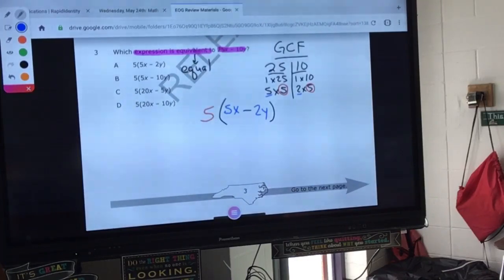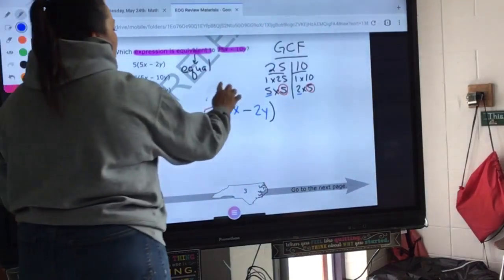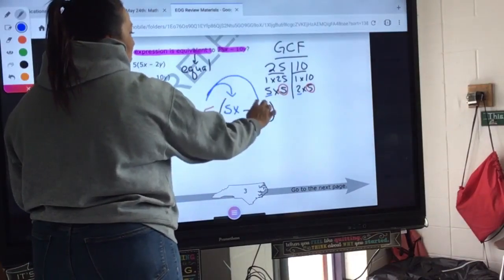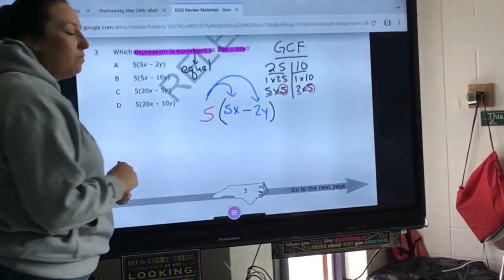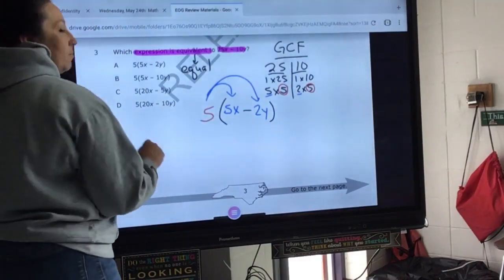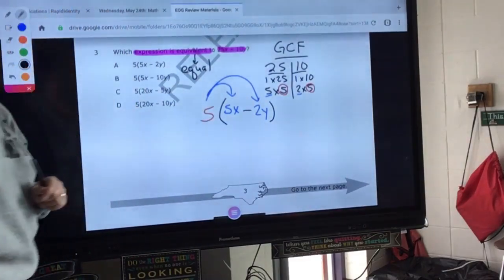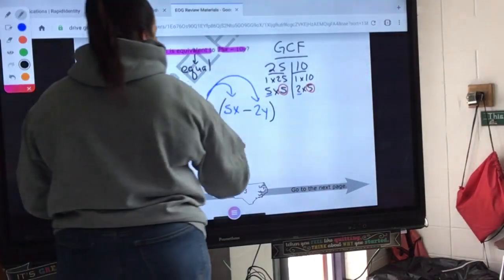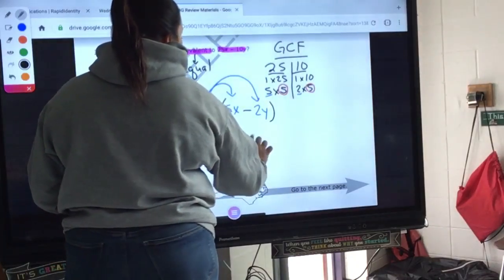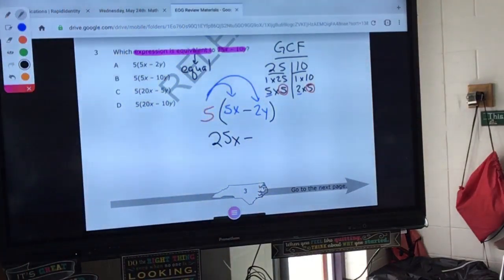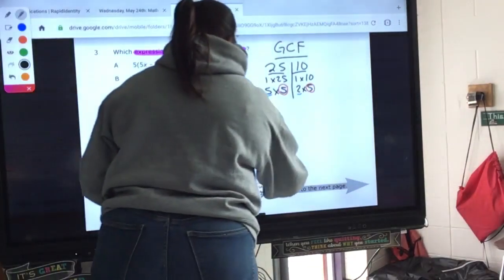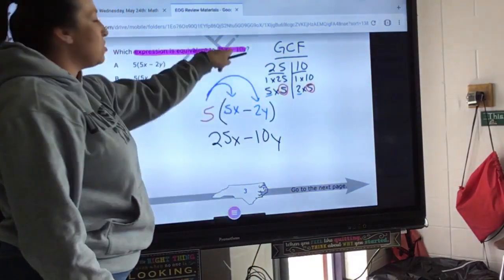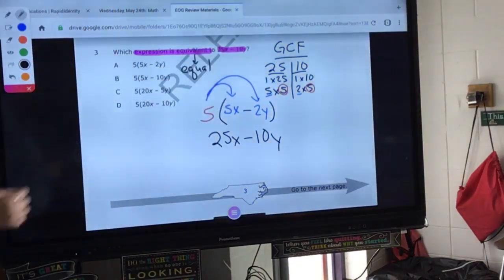So then you ask yourself to check to make sure, if I distributed this 5 back into this problem, what is 5 times 5? Kylie? 25. So I'd have 25x minus, what is 5 times 2? Wyatt? 10. And then 10y. So if this matches your original, you know you've done it right, and therefore we know that is our answer.